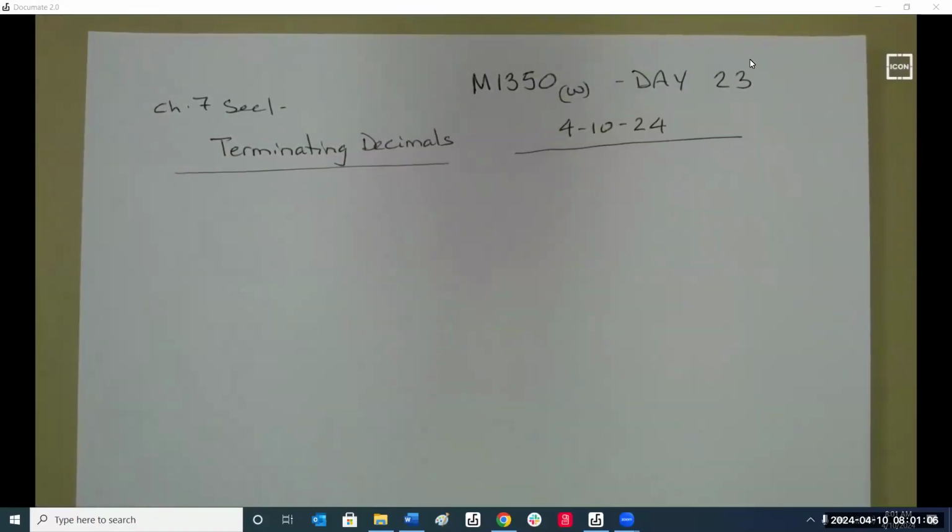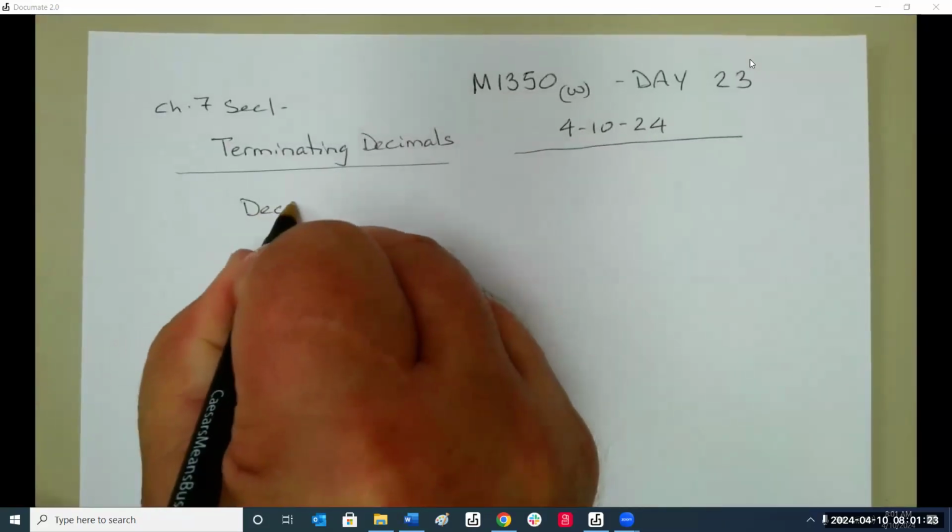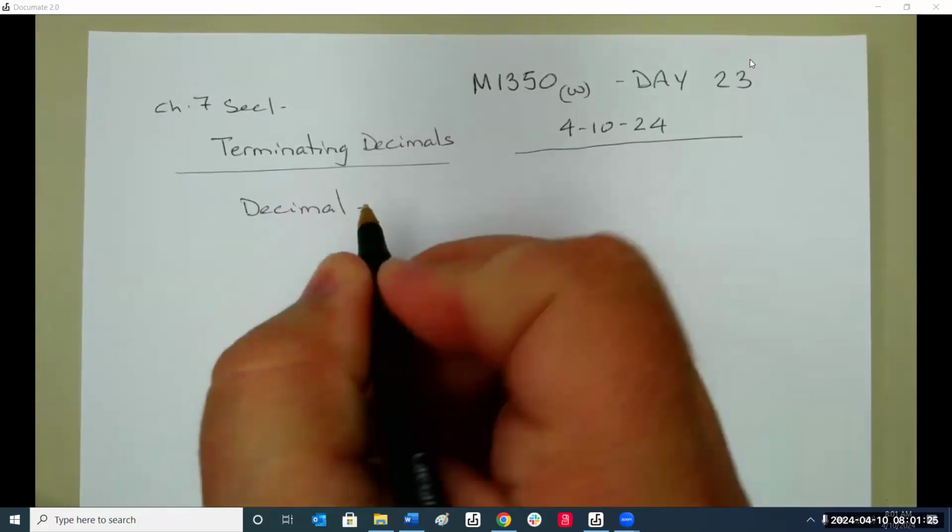Today we're starting on chapter 7, which deals with decimals. We've talked about fractions, we've talked about integers, we've talked about rational numbers, which are fractions. Now we're going to look at decimals. What are decimals? What does the word decimal mean?